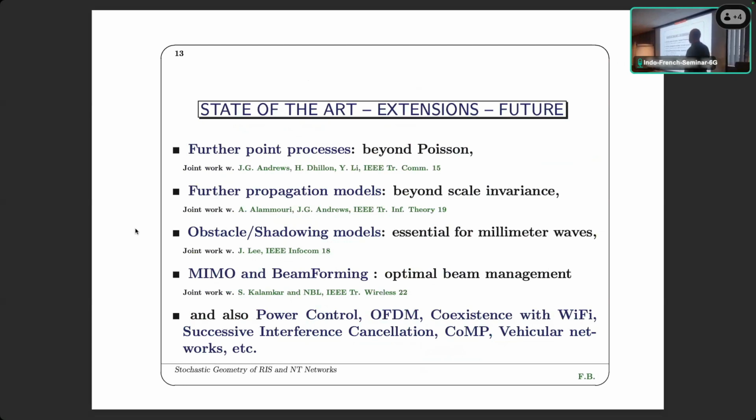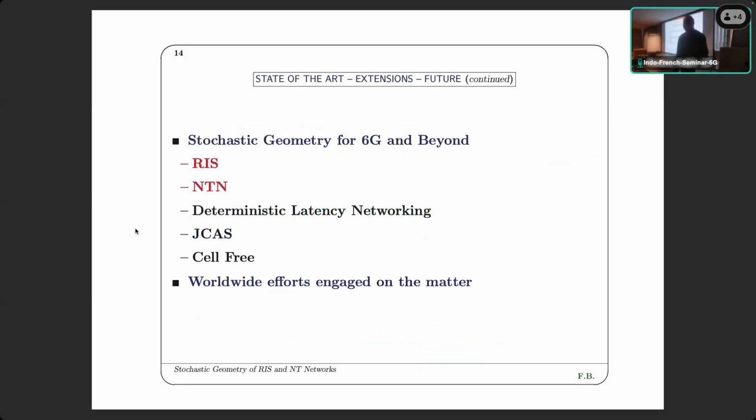You can introduce obstacles for millimeter wave. I will describe that in the third part. MIMO, beamforming, and with Sanclay, we studied that with the Nokia Bell Labs colleagues lately. Power control, FDM, coexistence with Wi-Fi, successive interference cancellation, CRAN, vehicular, whatever. So everything you can dream of, there is an incarnation as a stochastic geometry thing, and you can perhaps, if you are lucky, be able to solve and get, in some cases, at least integral forms, and in good cases, closed forms. Okay, now I enter the core of the talk.